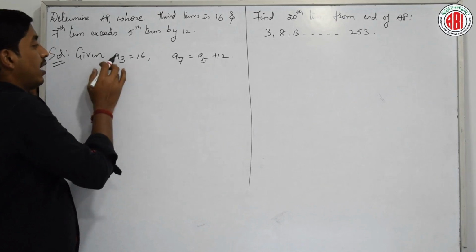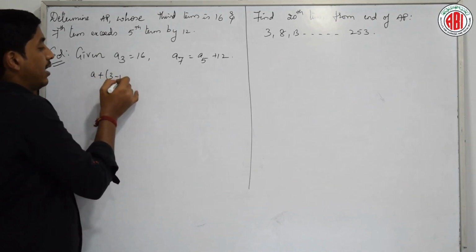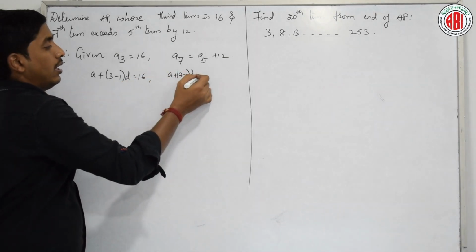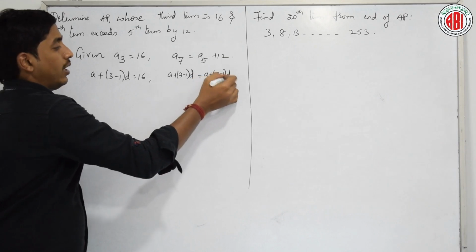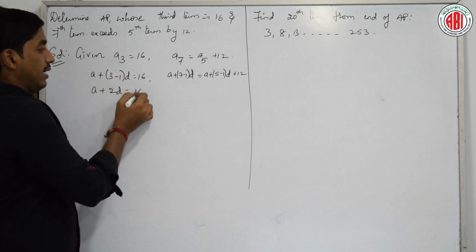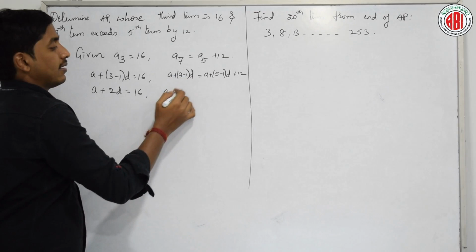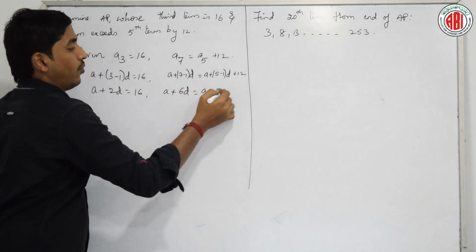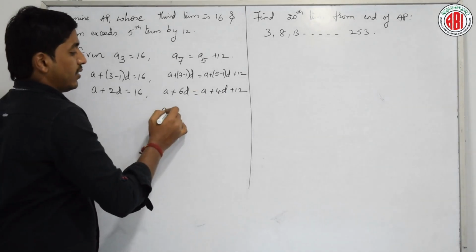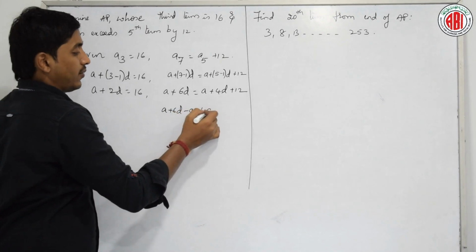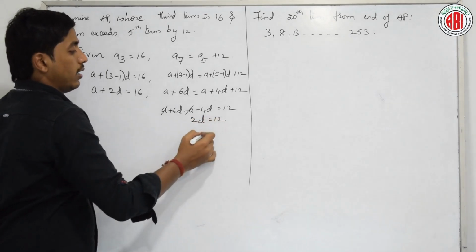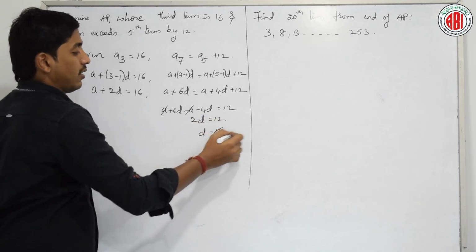Now tell me what is this formula? The nth term formula: a plus 3 minus 1 into d is 16. Here a plus 7 minus 1 into d equal to a plus 5 minus 1 into d plus 12. That is nothing but a plus 2d is 16. Here a plus 6d equal to a plus 4d plus 12. Let us bring all these variables to one side. This will be a plus 6d minus a minus 4d equal to 12. a got cancelled, 6d minus 4d is 2d. The d is 12 by 2, that is equal to 6.